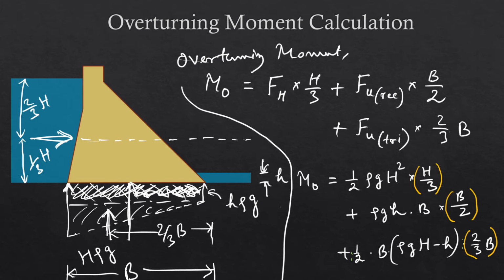And here you see the terms within these yellow brackets are the distances of the forces from the toe, and the other terms, all these terms which are within these green boxes, they are the forces. So we are basically calculating the moments due to all these different forces.